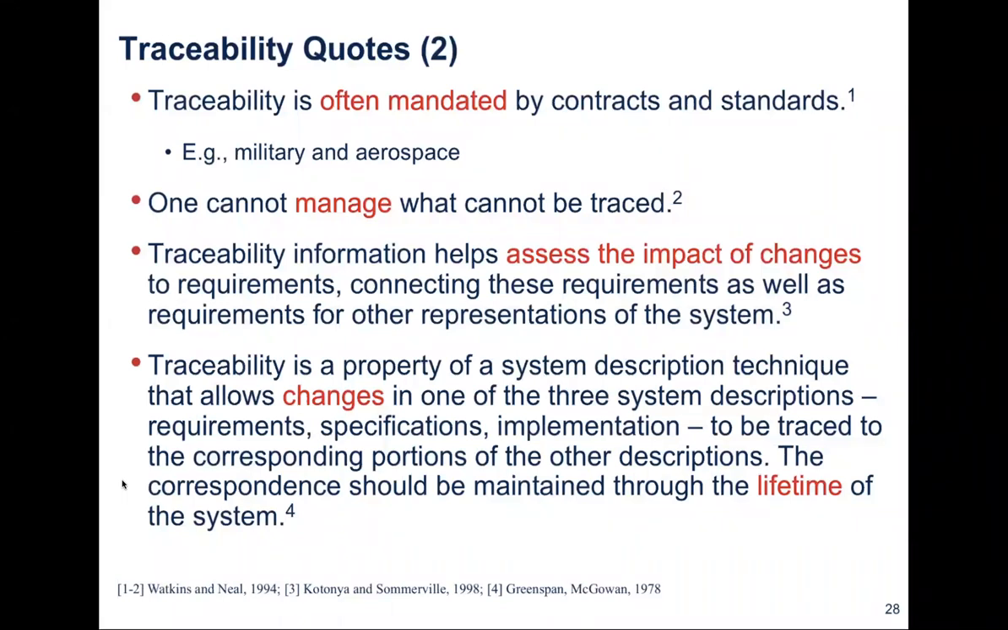Traceability is a property of a system description technique that allows changes in one of the three system descriptions, either requirements or requirement analysis and specification phase or even implementation phase. Traceability helps to trace such changes in requirements in those three phases. That means we can trace the corresponding portion of the requirements even in other descriptors or other phases of the software requirement engineering process. The correspondence should be maintained through the life cycle of a given system.